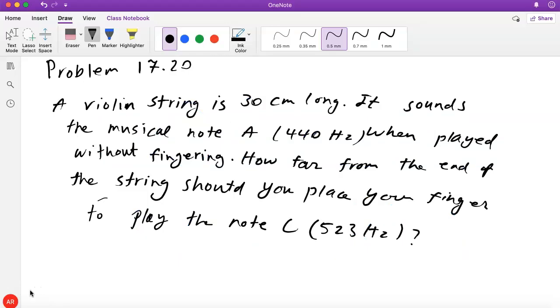All right, let's work out another example. So this is problem 17.20 from the end of the chapter. So the question is, a violin string is 30 centimeters long, and it sounds the musical note A, which has a frequency of 440 hertz, when played without fingering. So the total length of the string is involved. The question is, how far from the end of the string should you place your finger to play the note C with a frequency of 523 hertz? All right, so how should we proceed here?